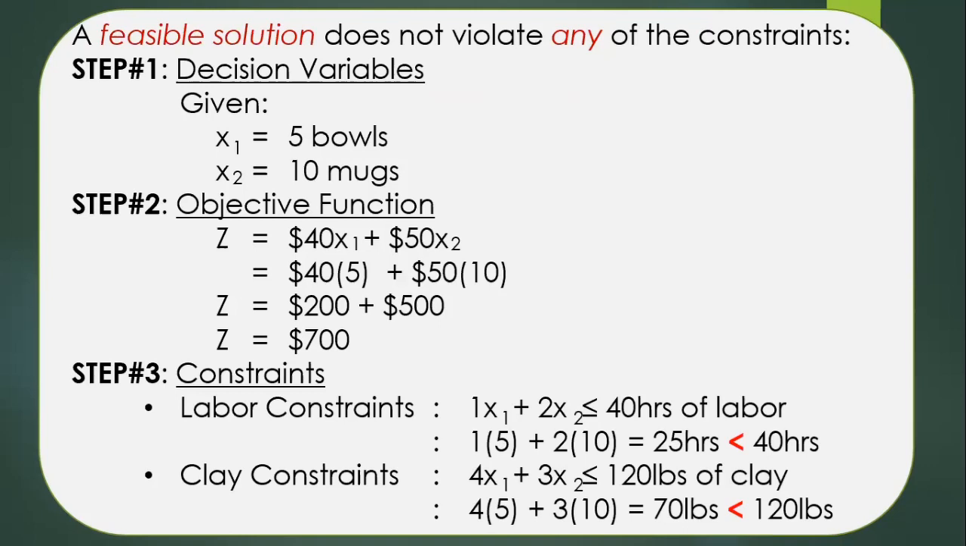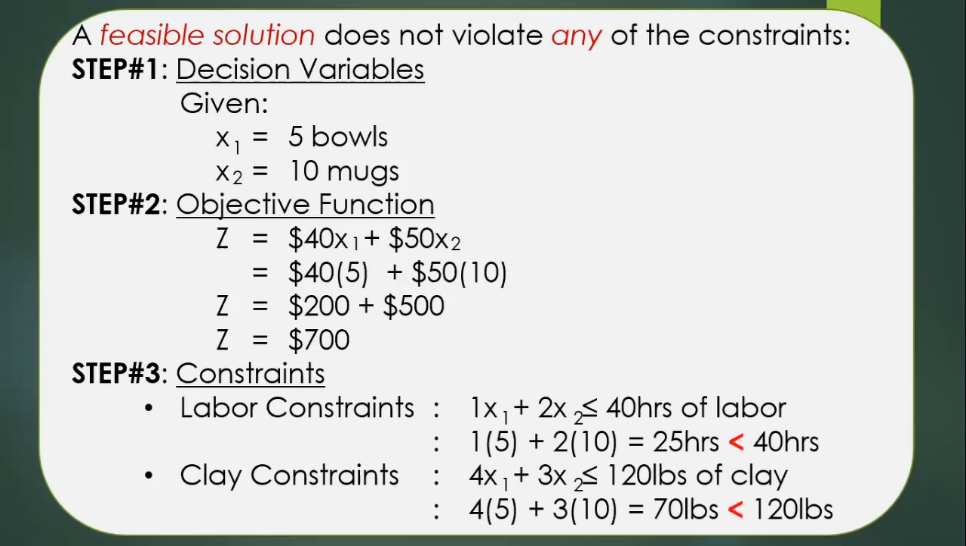Yes, 70 pounds is less than 120 pounds, and therefore, this is considered a feasible solution because we did not violate our clay constraint. But what if there is a violation? Can we give an example of an infeasible solution?